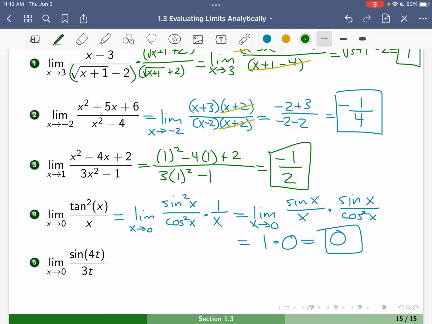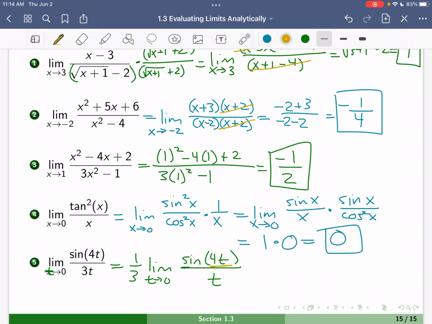And finally, here we have the limit as t approaches 0 of sine 4t over 3t. If we try direct substitution, we'll get 0 over 0. Let's bring that 1/3 out in front. So we brought that 3 out in front.